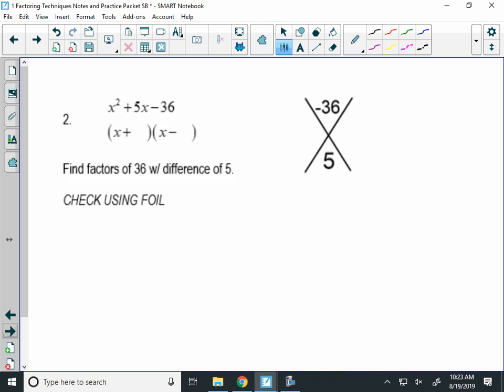Let's try the next one here. Two numbers that multiply to negative 36 and add to 5. 9 and negative 4, yeah. So x plus 9, x minus 4. Let's do just a couple more, and then I'll leave you alone.